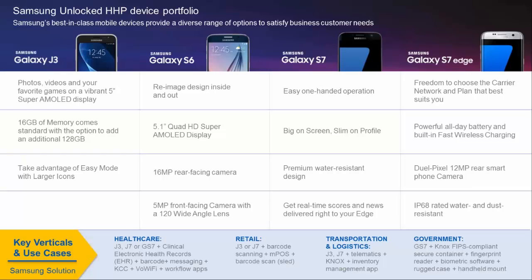We have the Galaxy J3, which is our lower end device. I'm not going to read through every single item on this slide, but I just wanted to mention some of the features and functionalities that people will be able to take a look at of this portfolio. The Galaxy S6 is also available in an unlocked version, as well as our most recent releases of flagship devices, the Galaxy S7 and the Galaxy S7 Edge.